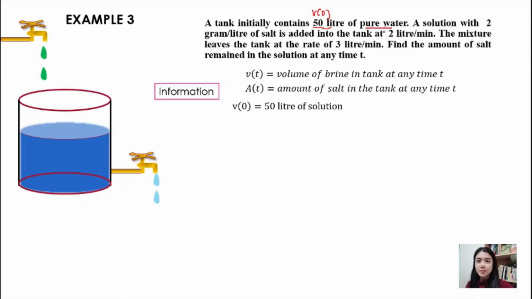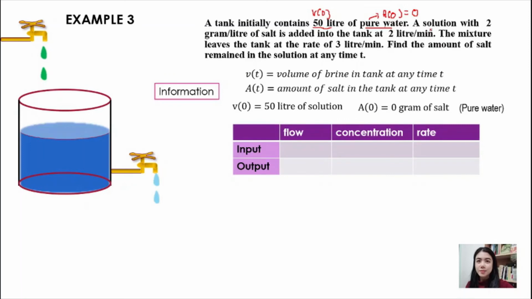Then you do not have salt in the solution, which means that your amount of salt at time equal to 0 is equal to 0. So you have A0 equal to 0 gram of salt. This is for the pure water. Then let's construct the table. It says a solution with 2 grams per liter of salt. The 2 grams per liter of salt refers to your input concentration. So input concentration you have 2 grams per liter.